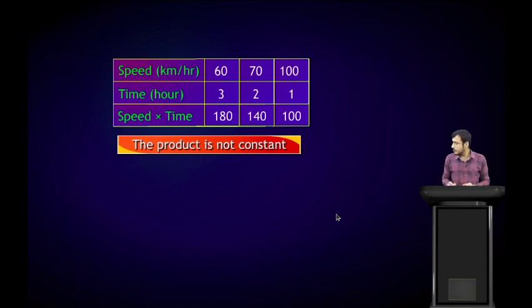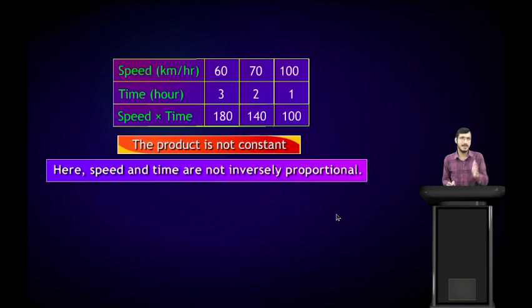So here you can see the product of speed and time is not the same: 180, 140 and 100. That means the product is not constant, so speed and time are not inversely proportional here.